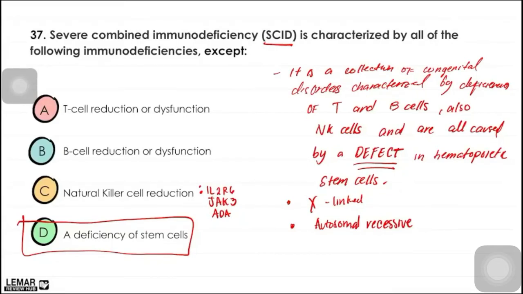Okay, so for number 37, the answer, exception po ang deficiency of stem cell. It should be a defect on the hematopoietic stem cells.